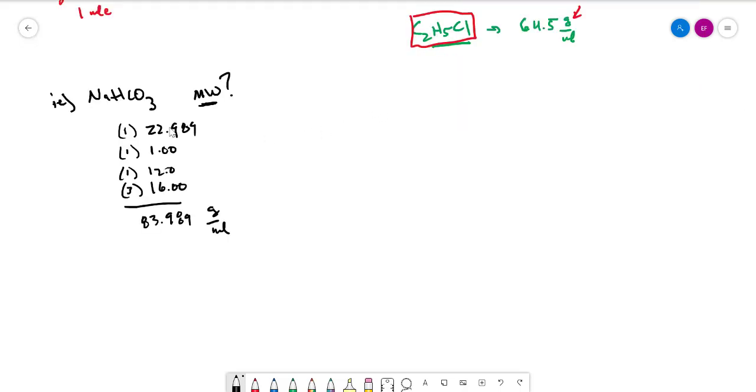Okay, so if we add up the individual atomic weights, we have sodium, which weighs 22.989. Hydrogen, we got one of those, it weighs 1.00. Carbon is 12. And oxygen, we have 3 of those at 16 apiece. We add all those up and we get 83.989 grams per mole.